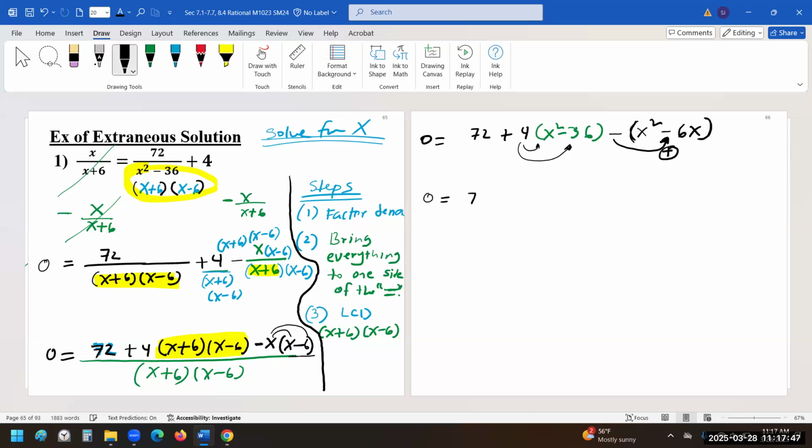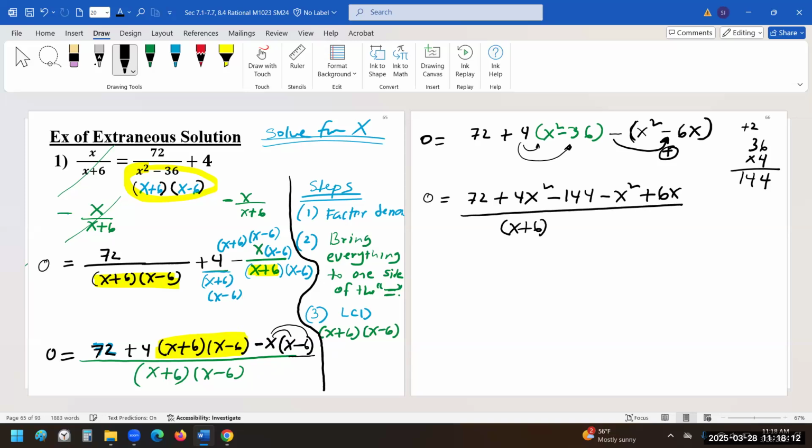So we have 0 equals 72, 4x squared, 6 times 4 is 24. We get 2 as an addition, 12, 13, 14. We have 144 minus x squared plus 6x over x plus 6, x minus 6.